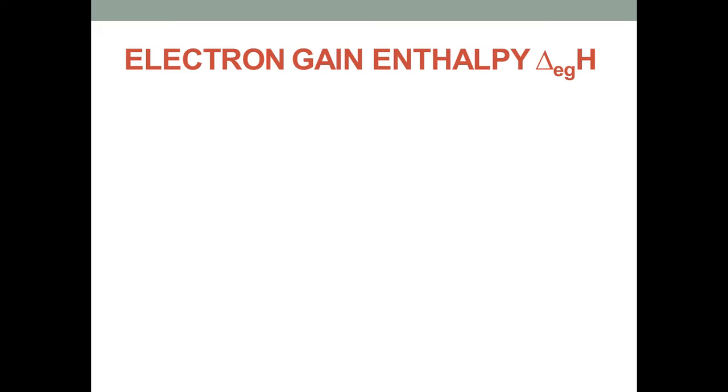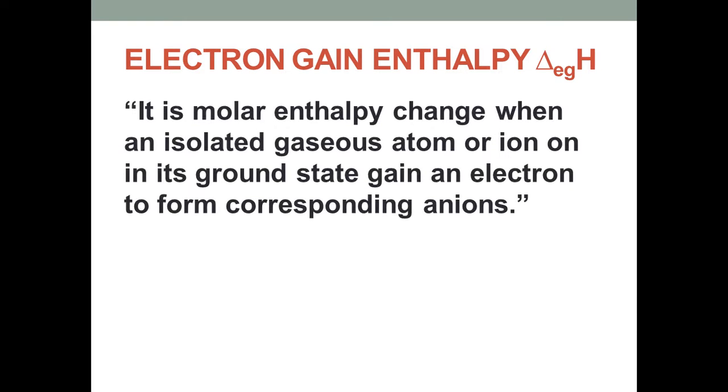The first one is electron gain enthalpy, which can be symbolized as ΔegH. H is the sign of enthalpy. So what is the definition of electron gain enthalpy? It is the molar enthalpy change when an isolated gaseous atom or ion in its ground state gains an electron to form the corresponding anion.